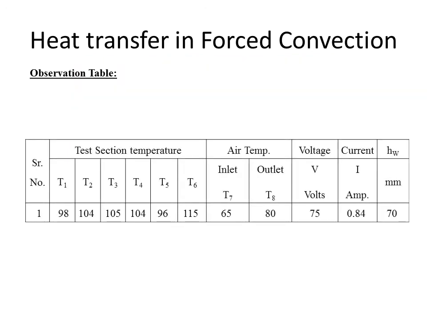Observation table. T1 temperature is 98 degrees Celsius, T2 temperature is 104 degrees Celsius, T3 temperature is 105 degrees Celsius, T4 temperature is 104 degrees Celsius, T5 temperature is 96 degrees Celsius, and T6 temperature is 115 degrees Celsius. Air inlet temperature is 65 degrees Celsius and air outlet temperature is 80 degrees Celsius. Voltage is 75 volts and current reading is 0.84 ampere. Manometric head is 70 mm.